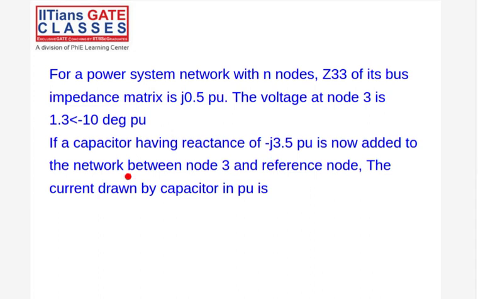It says for a power system network, the Z33 is given as j0.5 and the voltage at the node is 1.3 angle 10, right? So now they have connected a capacitor having reactance minus j3.5 per unit between node 3 and the reference node, right? Now they are asking to calculate the current drawn by the capacitor. Can you do that? I'll give you 2 minutes.